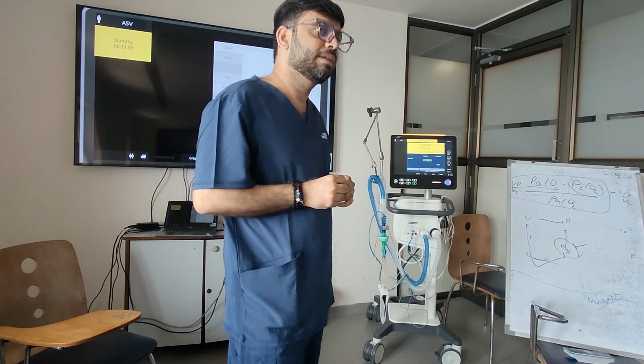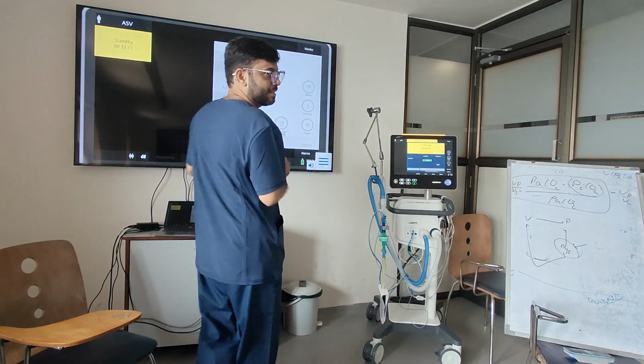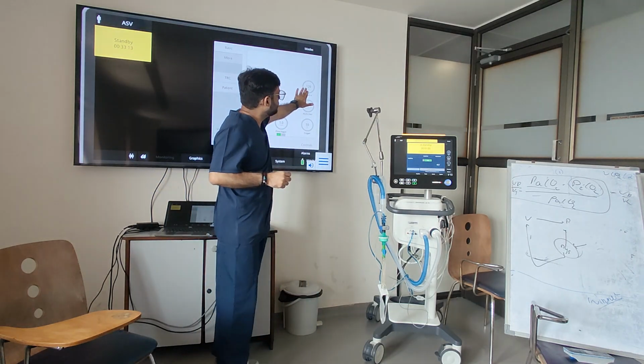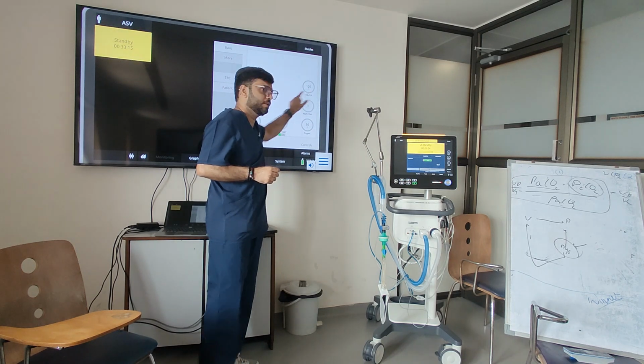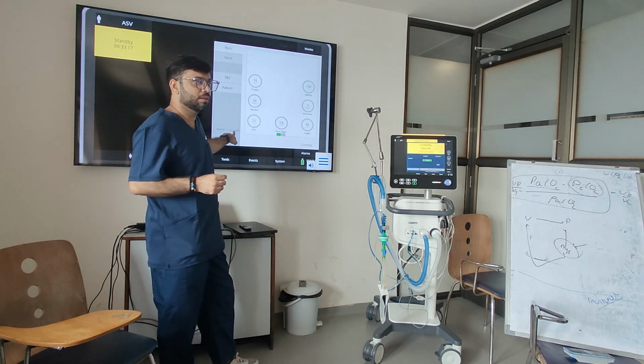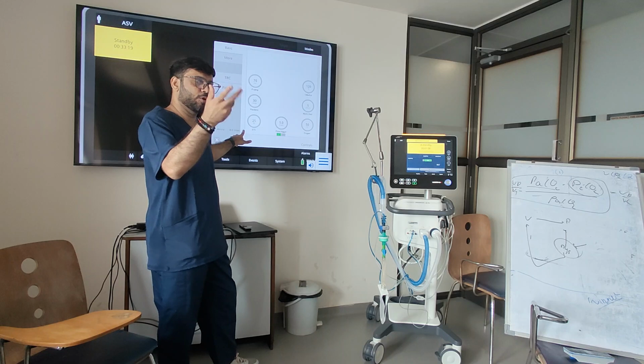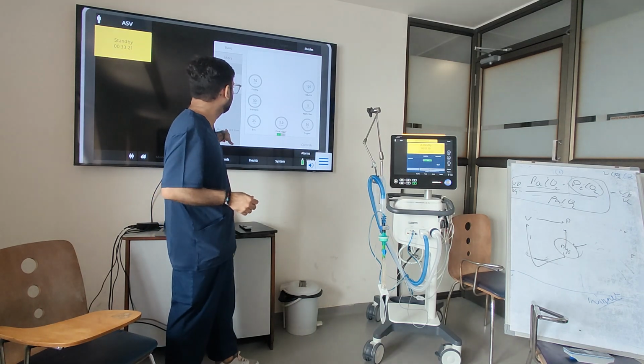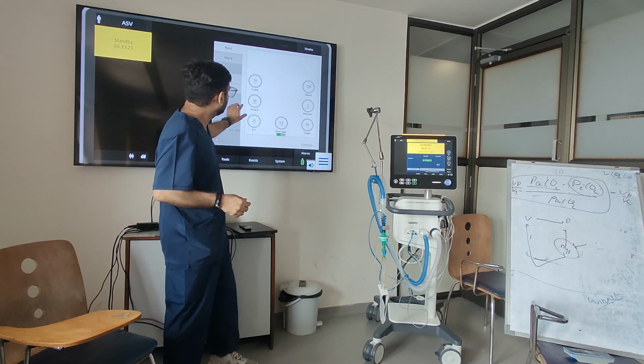Sorry, why all the three? Yes, the main parameters are these three. Now I have increased it to 120%. You see the minute volume target is changed. So as per your patient's condition, you have changed it and you got an increased target minute volume.